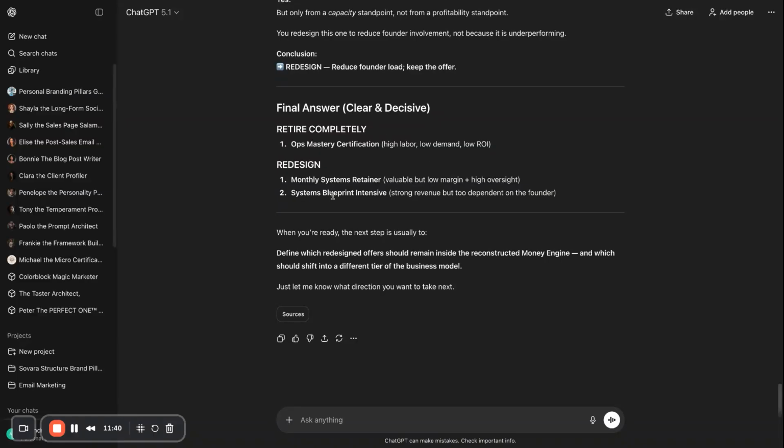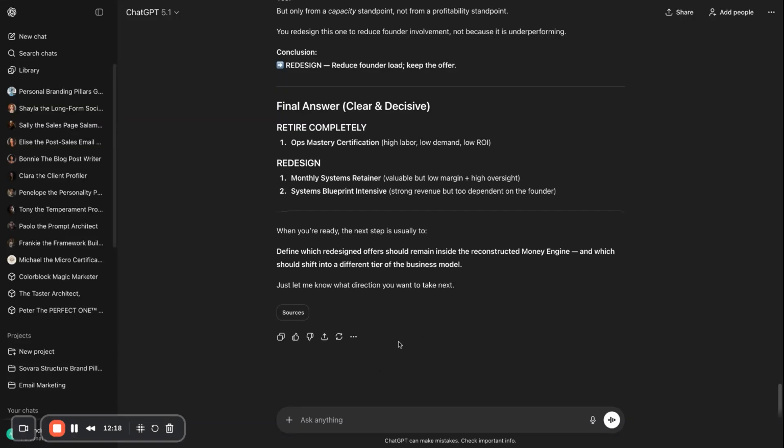So here's the final answer. It does not like the certification. It says get rid of it: high labor, low demand, low ROI, and it doesn't connect to any of the other offers. This is another really good reason for using this, because as a founder CEO, you can create so many different offers, and some of the offers may make money, but they may not necessarily connect to each other. And the offers being able to connect to each other is really important when you start looking at long-term customer retention, which is another component of your business model, not the one that we're working with today, but it is a huge component of your business model.